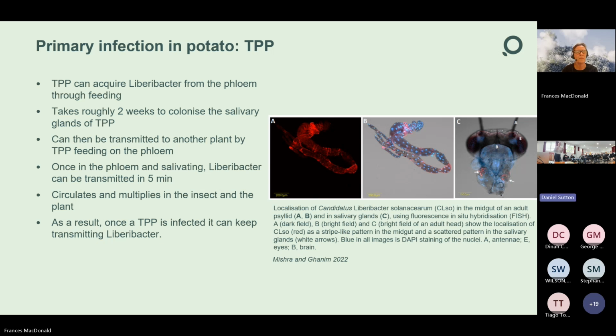When I said that it had to end up in the salivary glands of the psyllid, it takes about 2 weeks to get there, so there is a bit of time before it can start transmitting the Liberibacter. Once it can transmit it, it takes 5 minutes, and then it has put the Liberibacter in the plant. Yeah, thank you. Next slide, please.